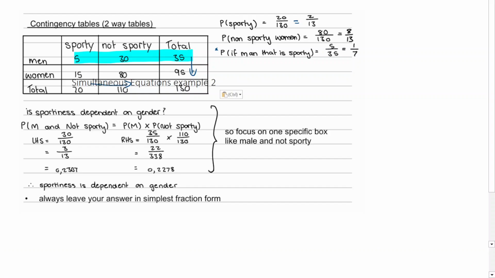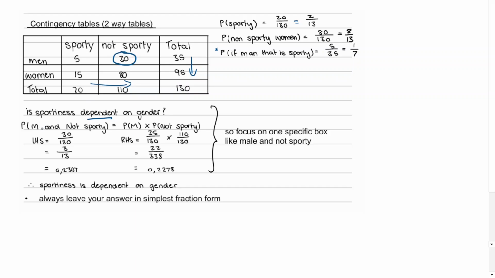Then the next question, which is so common, is independent or dependent. Is sportiness dependent on gender? And so what you want to do for this is you want to focus on a specific block. And so you might say, I'm going to focus just on males that are not sporty. So you literally could have chosen any of these 4 blocks here. For the purposes of this video, we've chosen men that are not sporty. Okay, so we're in this block.